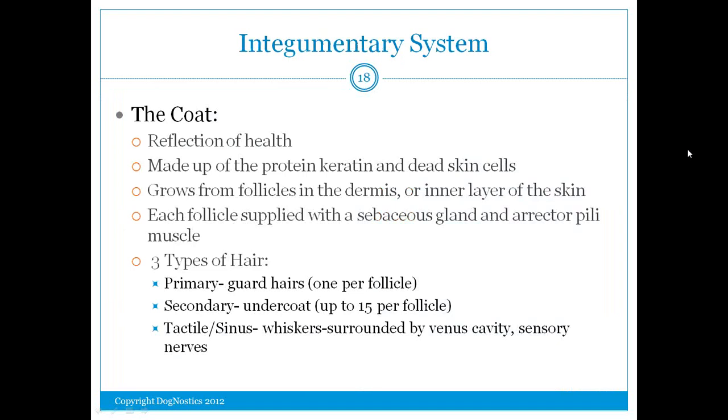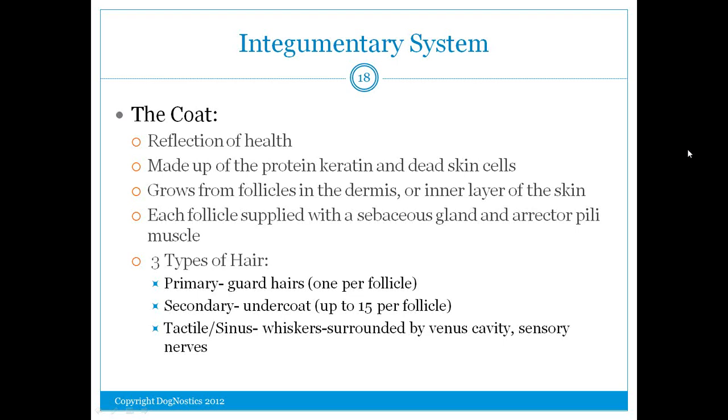For the most part, animals have 3 types of hair. They have primary hairs, which are guard hairs, and there's only 1 per follicle. These hairs need to be really hardy because they serve a really serious purpose of protection and protecting the undercoat.